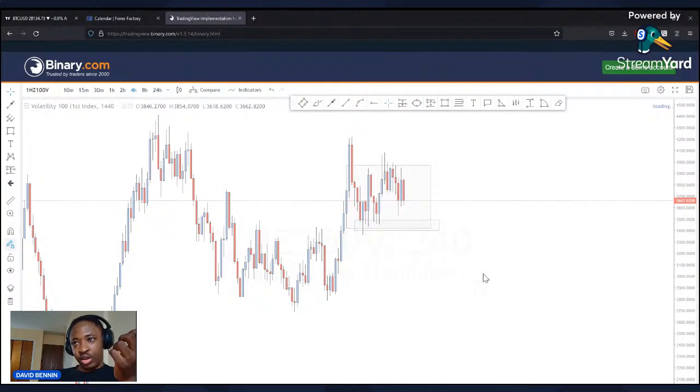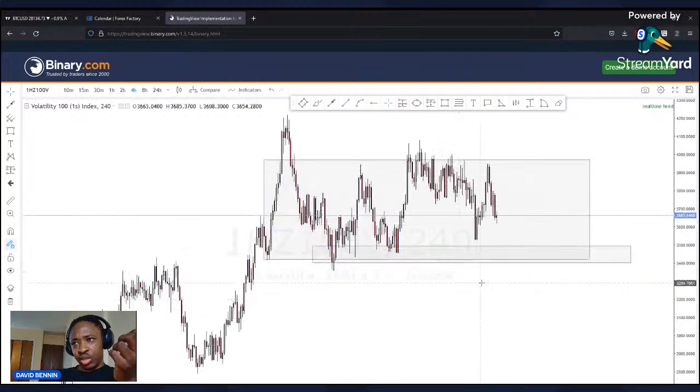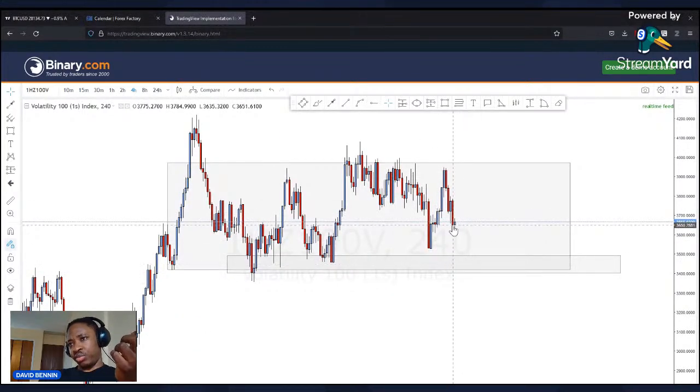But on the 4 hour, we have the potential to drop lower to the zone, but again, price could still go up before coming down, and the risk to reward is very small, so you don't want to take that kind of risk.